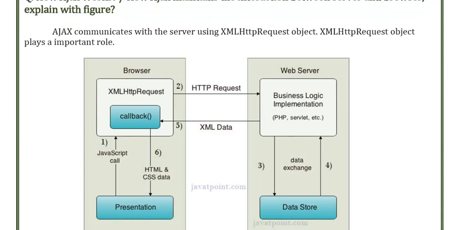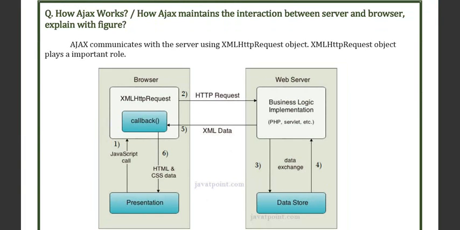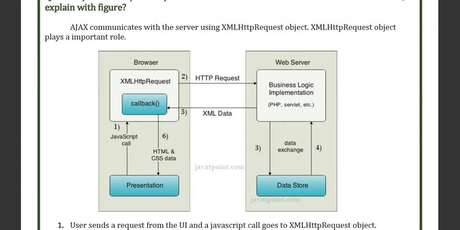In this diagram, we can understand how Ajax works. By this diagram, you can see there are two sections. One is the browser section, and the other is the web server section. Here in the browser section, you have the XMLHttpRequest, which is the callback, and in the presentation section, you send first the HTML or CSS data, and after presentation, you have the JavaScript call. First, you have the JavaScript call in the callback section.